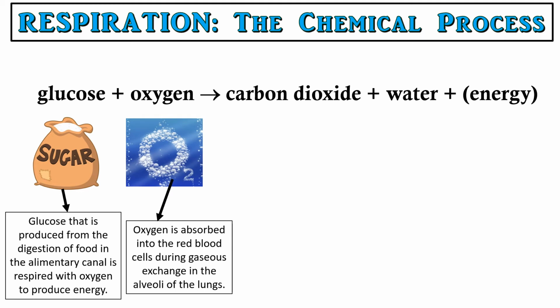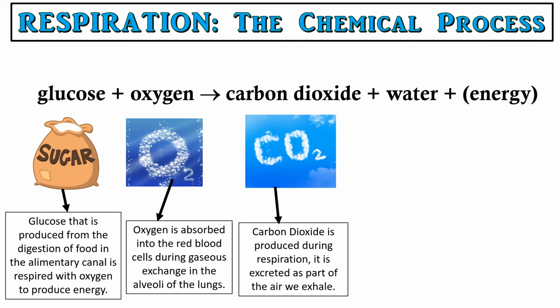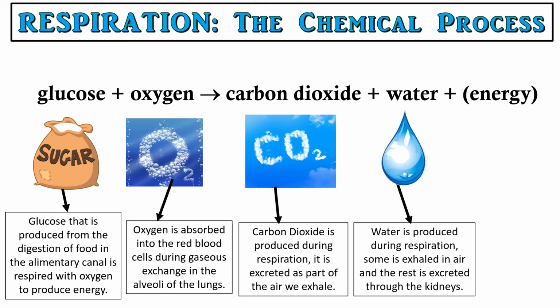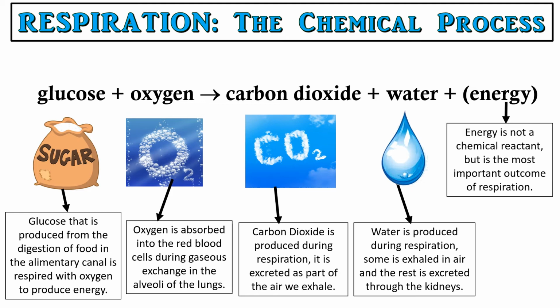The oxygen is absorbed into the red blood cells and taken to the cells where it combines with sugar to produce energy and to produce carbon dioxide. Carbon dioxide is produced during respiration and is excreted as part of the air that we exhale. And water is produced. Some is exhaled in the air and the rest is excreted through the kidneys. So carbon dioxide and water are both waste products. They are not the reason we respire. Energy is. Energy is not a chemical, but it is the most important outcome of respiration.